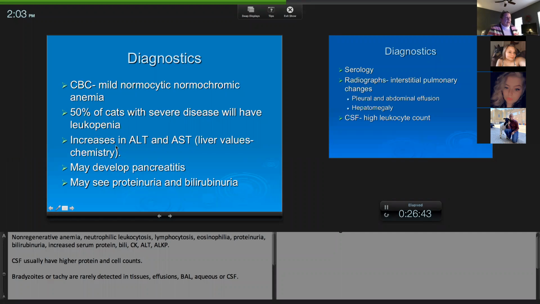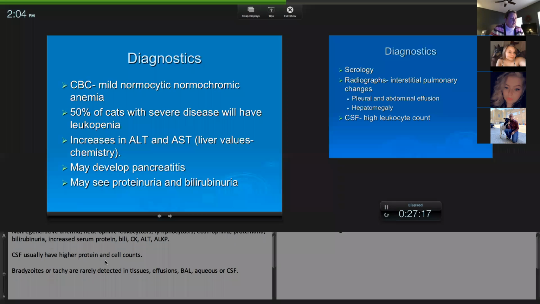Now, you can get increases in ALT and AST. Alanine transferase, ALT, and AST are both liver tests. And because it can affect the tissues of the liver, sometimes it causes an increase in these enzymes. Can have pancreatitis because, again, it can infect those tissues and cause inflammation. And sometimes we can get a protein in bilirubin.